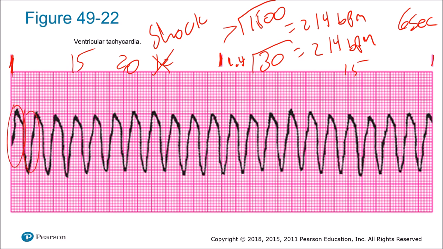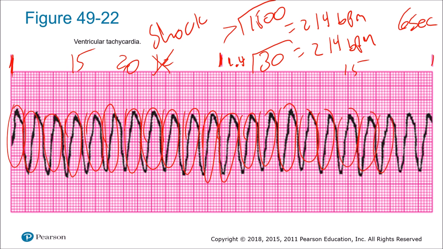So we have 1, 2, 3, 4, 5, 6, 7, 8, 9, 10, 11, 12, 13, 14, 15, 16, 17, 18, 19, 20, and I guess 21. So we have 21 complexes, and we said we're going to multiply that times 10, which equals 210, which is kind of close to the 214 beats per minute. And that is how you figure out the heart rate in this case.